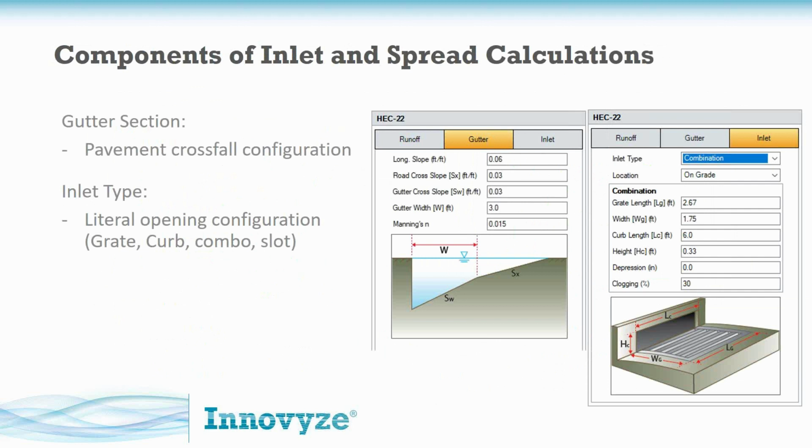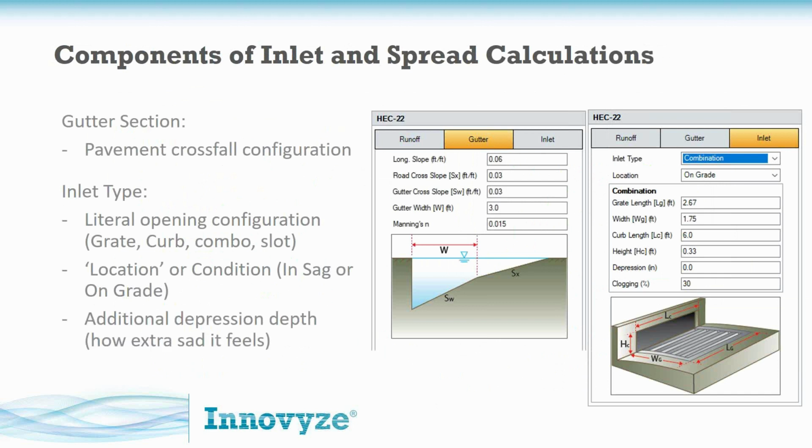We could have it be a gutter. There's a location condition, kind of the term they use. Basically in-sag, where all the roads slope down to this one point and it all collects there. Think of that in-sag. Or on grade, where the road slopes along at a constant slope and the grate is in the middle of that steady sloped area.